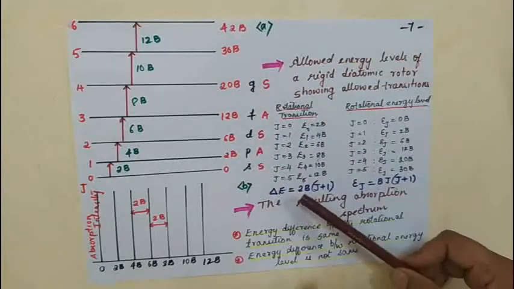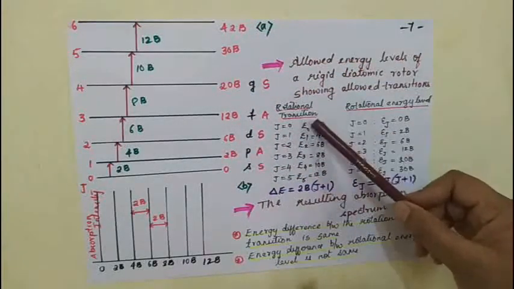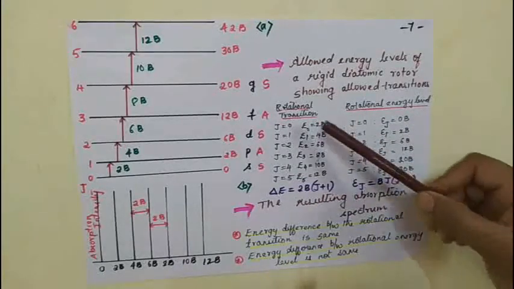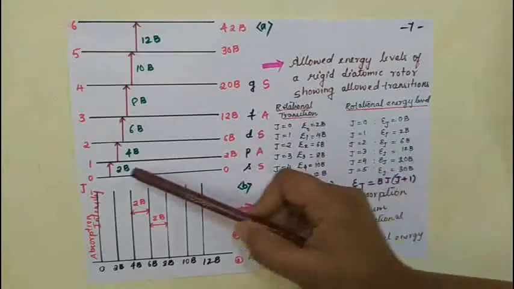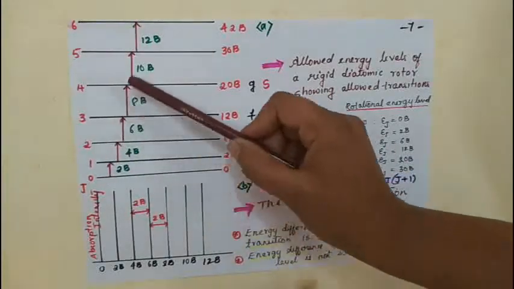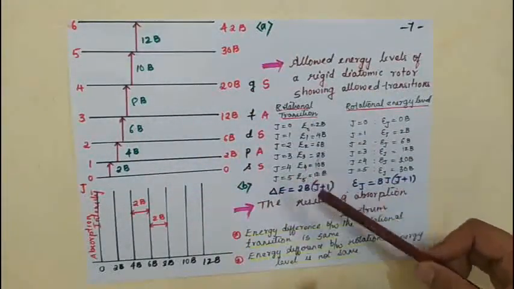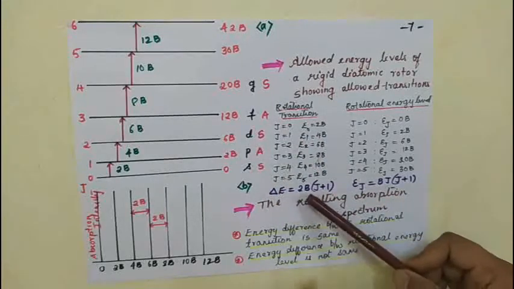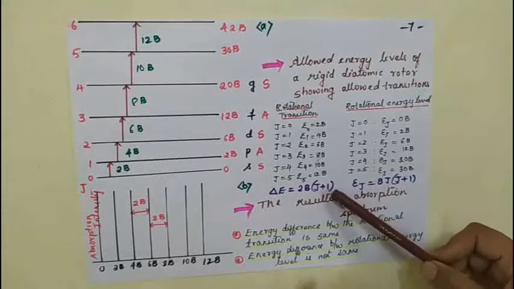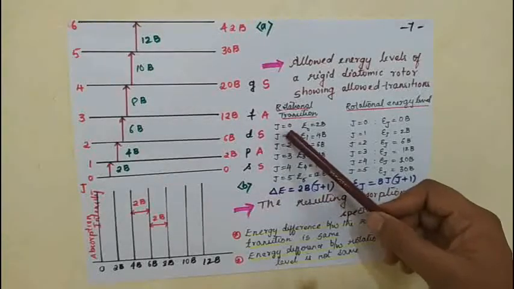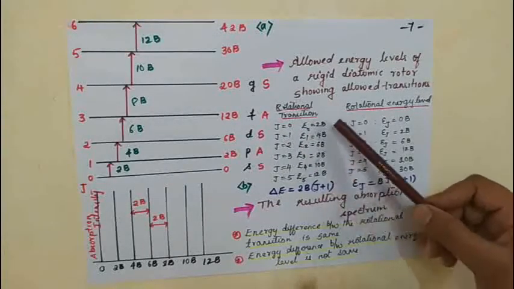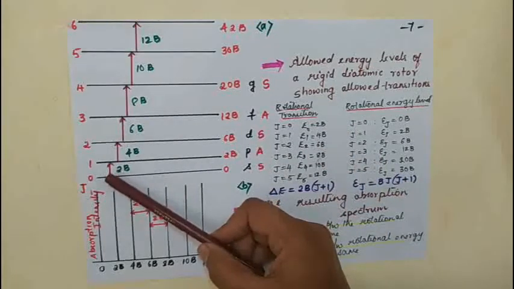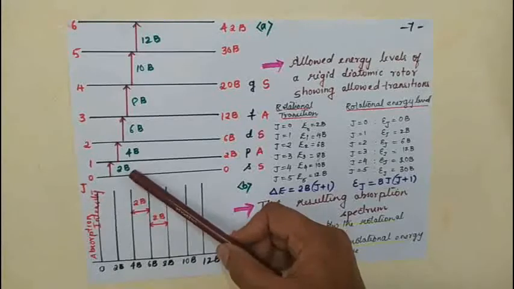Now let us calculate the rotational transition. This will give the rotational energy. These arrow marks represent the rotational transitions. For that we have to use the expression delta E is equal to 2B into J plus 1. Now if J is equal to 0, then E naught is equal to 2B. See the difference? The difference between the first level and the 0th level will become 2B.